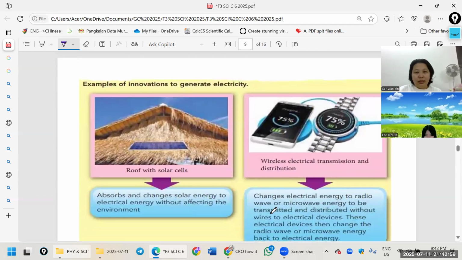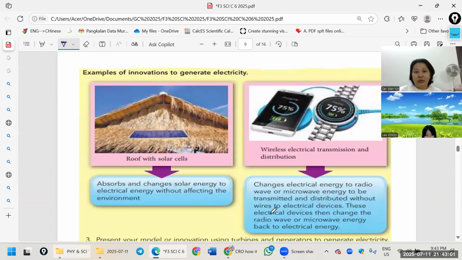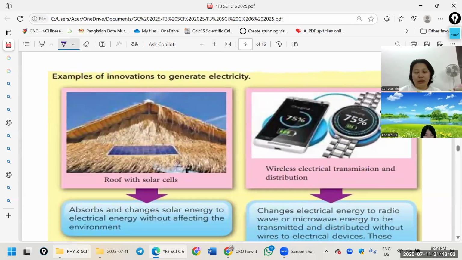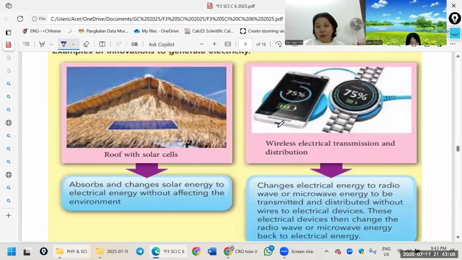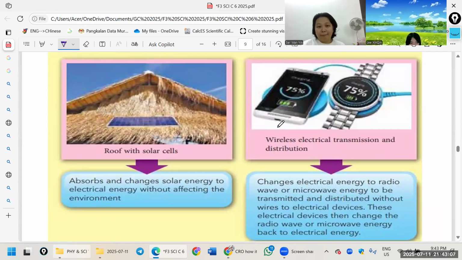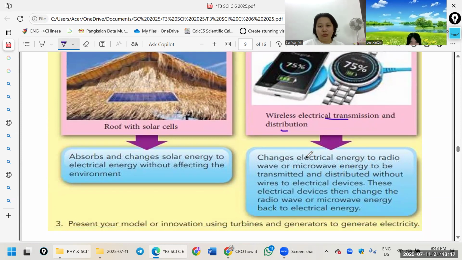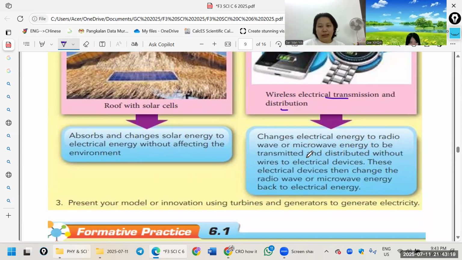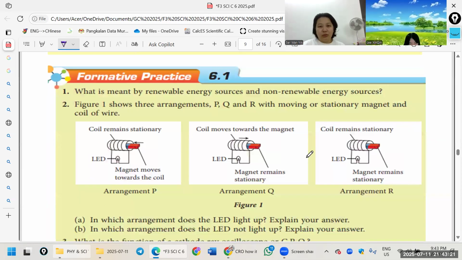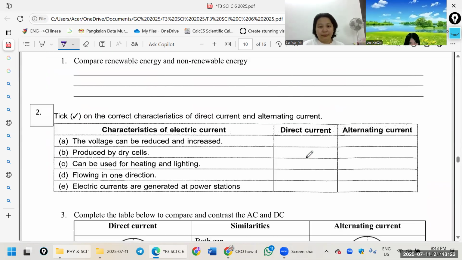Okay, so now, examples of innovation to generate electricity. We use roofs with solar cells. And we use wireless electrical transmission and distribution without wire.